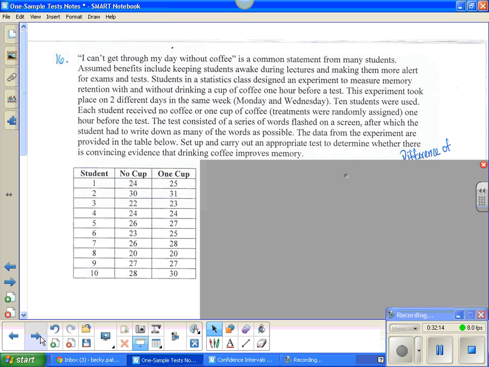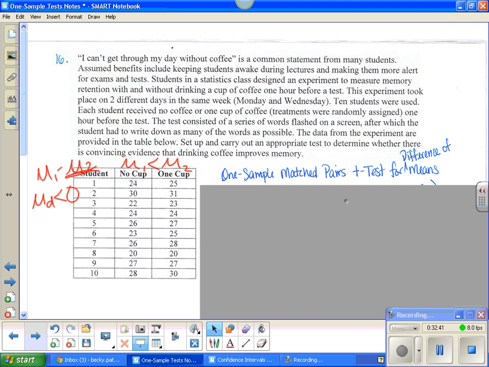memory. So if this, and I can't remember how I set it up, but if this is the first one and this is the second one, which one do I want to be bigger? The second one. So I want my difference to be, if I want him to be bigger, then my mu sub d needs to be less than 0. How's that process? Okay, good.